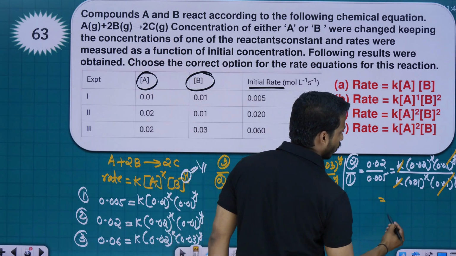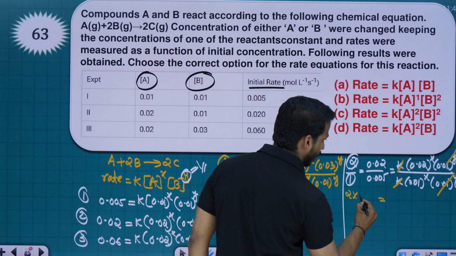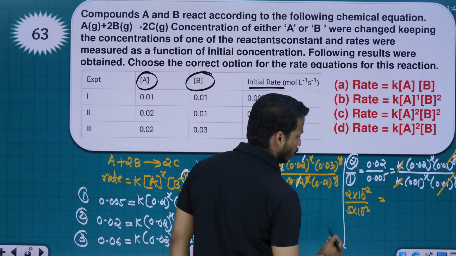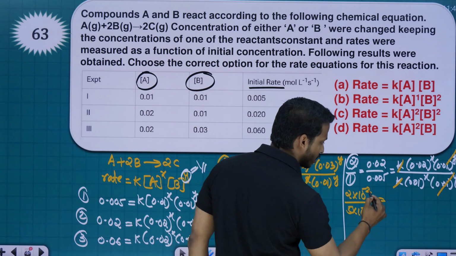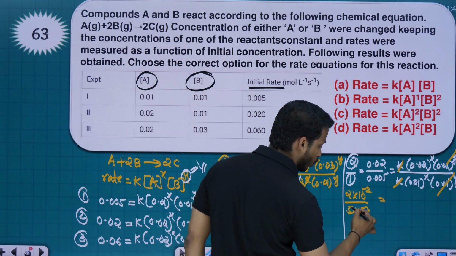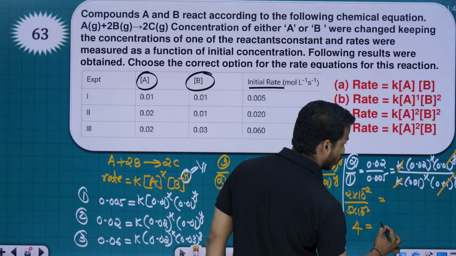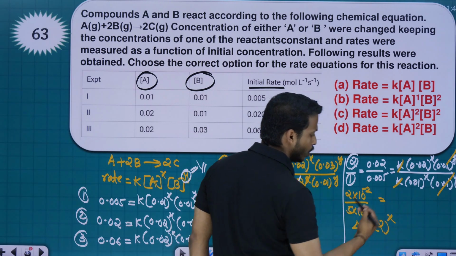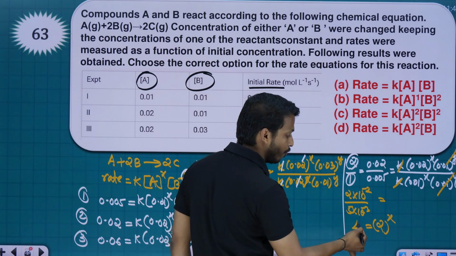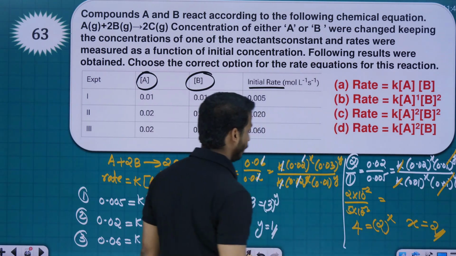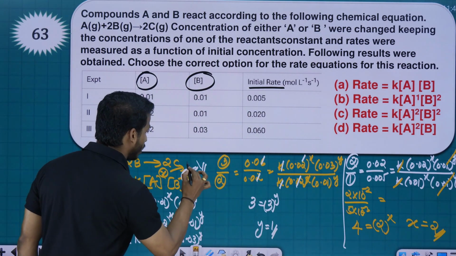So that will be equal to, what is this? This is 2 into 10 raised to minus 2 by 5 into 10 raised to minus 3, right? So what will it be? 2 into 10 raised to minus 2 by 5 into 10 raised to minus 3 becomes 20 by 5, which is equal to what? 4. 4 is equal to 2 raised to x. So what should be the value of x to make it 4? 2 square is 4. Therefore, x is equal to 2. So with respect to x, the order is 2.